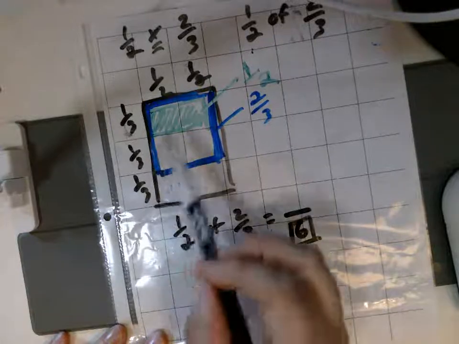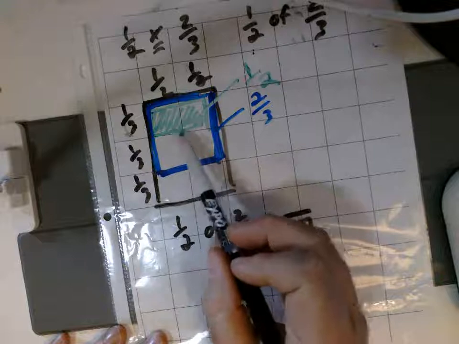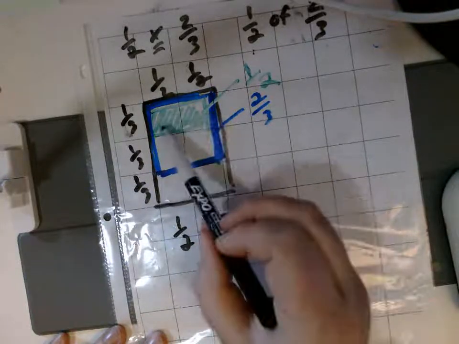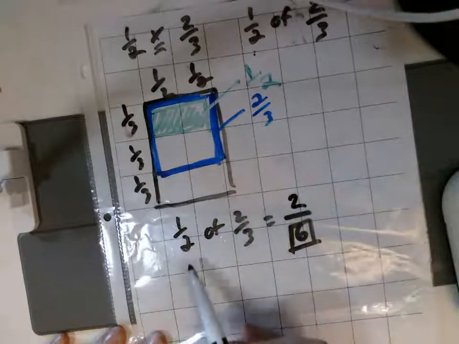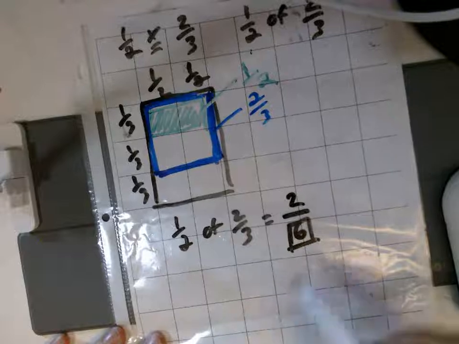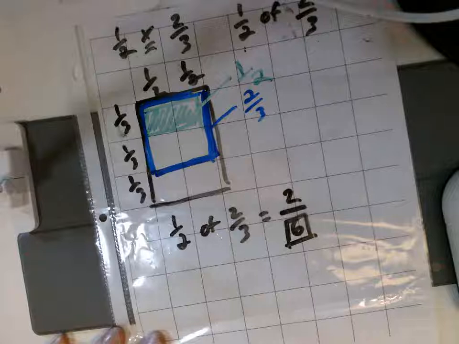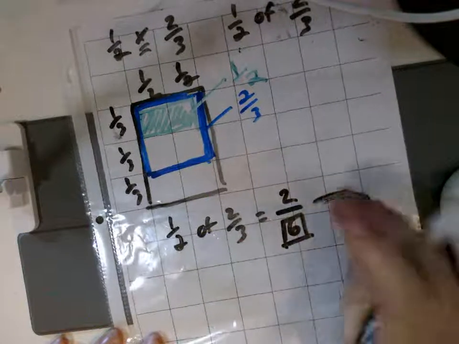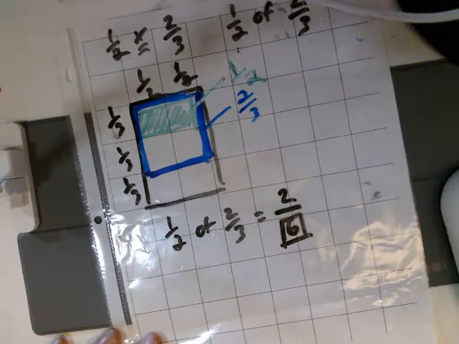And now we want to know, what does that 1/2 stand for? How many squares or units is only 1/2 of 2/3? So we have to look at the shaded part. So there's 1, 2. So 1/2 of 2/3 is 2/6. Very nice. You don't need to simplify this, okay? We don't need to go any further.